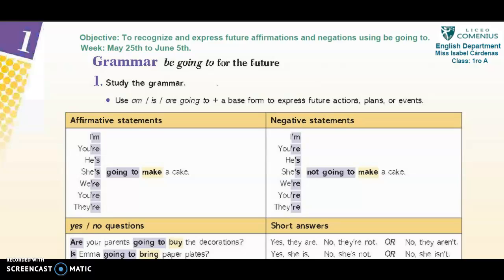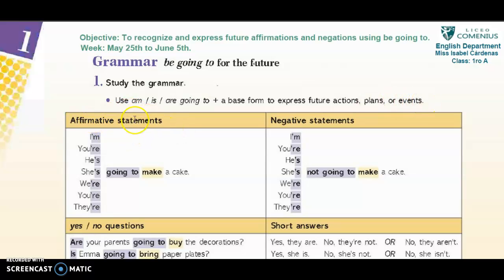The objective for this lesson is the following: to recognize and express future affirmations and negations using be going to. We are going to study some grammar. Be going to for the future. Study the grammar. Use am, is, are going to, plus a base form to express future actions, plans, or events.